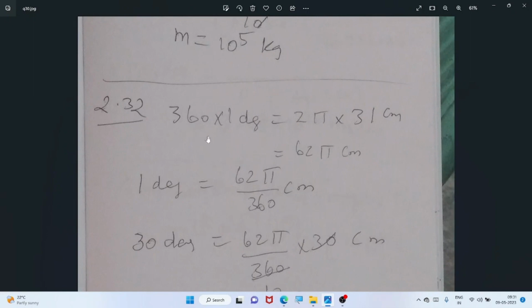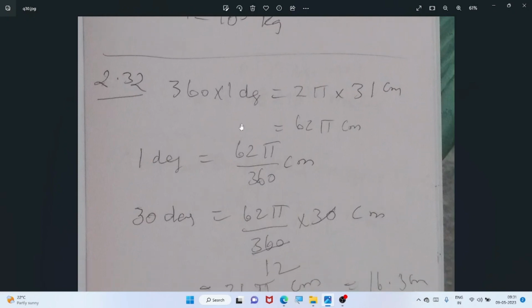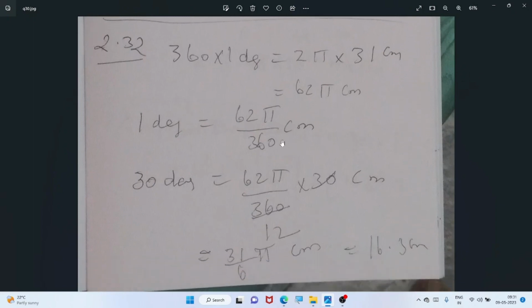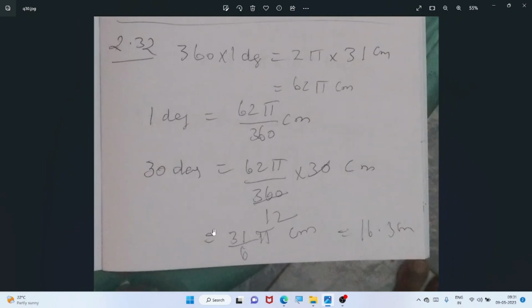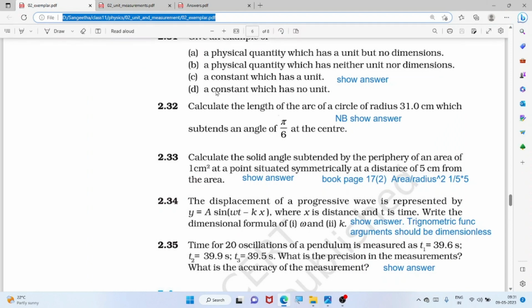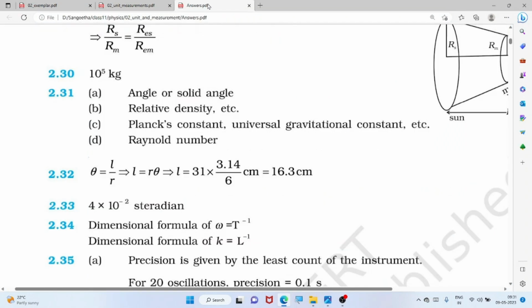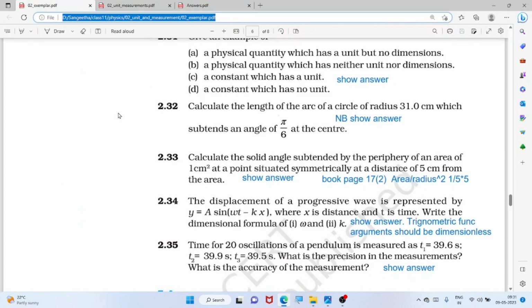So 360 degrees equals 2 pi radians. Okay, so 2 pi r, this is, so 1 degree equals this many centimeters. They are asking for 30 degrees. 30 degrees will be equal to this many, 16.3 centimeter.